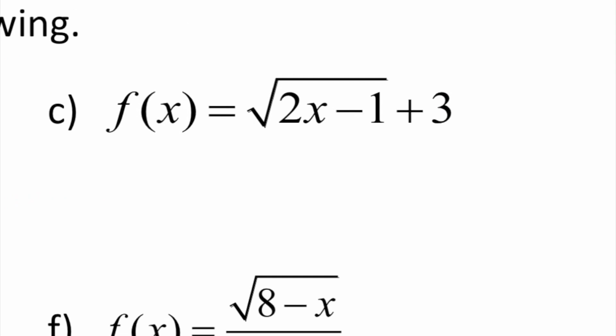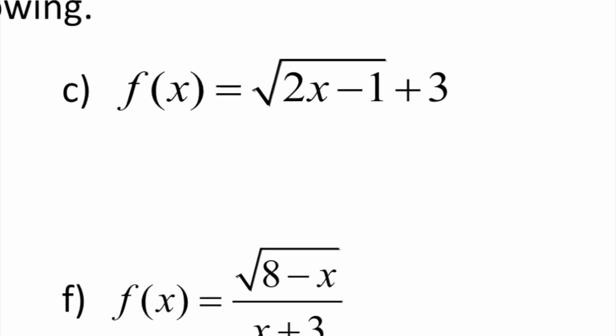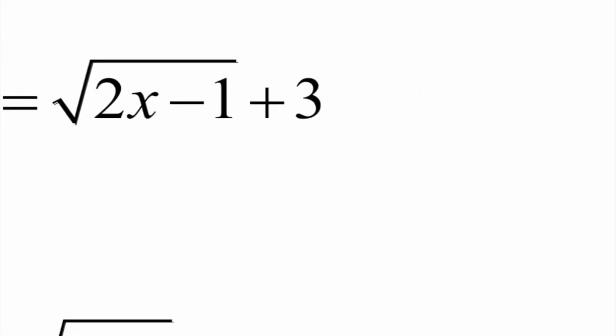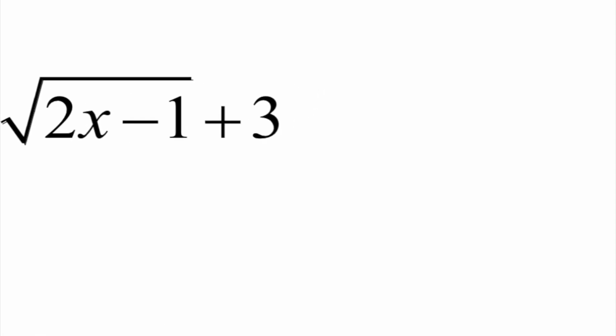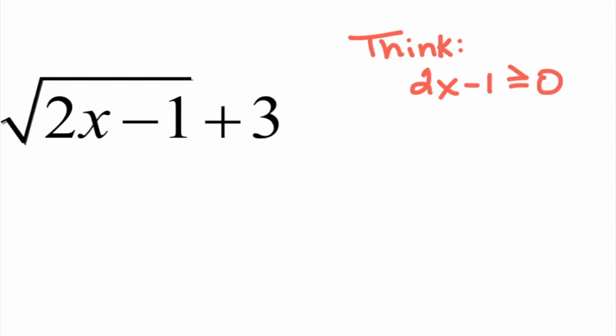In part C, again, I can't have a radical or a square root of a negative number, and so here I'm going to be thinking to myself that 2x minus 1 must be greater than or equal to 0. You can have the square root of a 0, and so 2x minus 1 can equal 0, unlike the logarithm where it cannot be 0.